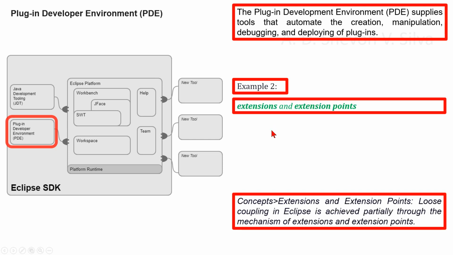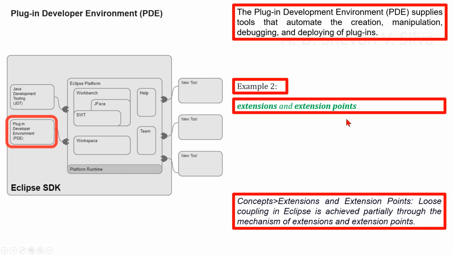Now we are considering extension and extension points in concept. Loose coupling in Eclipse is achieved partially through the mechanism of extensions and extension points. The basic rule for binding modular software systems is to avoid tight coupling between components. If components are tightly integrated, it becomes difficult to assemble the pieces into different configurations or to replace a component with a different implementation without causing a ripple of changes across the system.